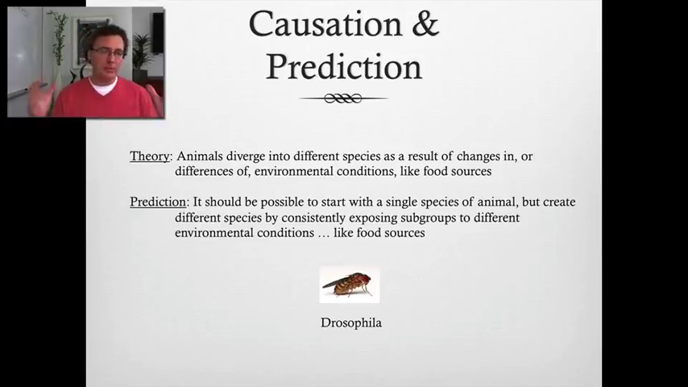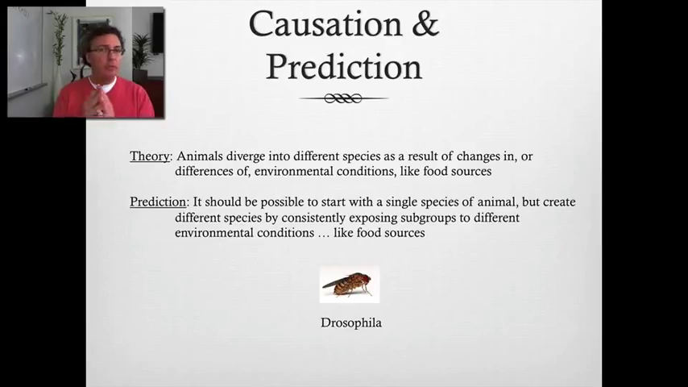So here's the theory, the big theory. Animals diverge into different species as a result of changes in or differences of environmental conditions, like food sources. So Darwin said, the survival of the fittest. What he meant by fittest was those who fit the environment best survived, and the attributes that they had tended to be the ones that were shown in higher numbers in their next generation, the children they produce. So that eventually a species will evolve to fit an environment. Okay, that's the big theory.